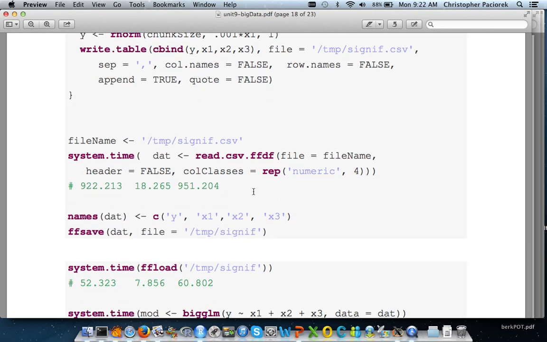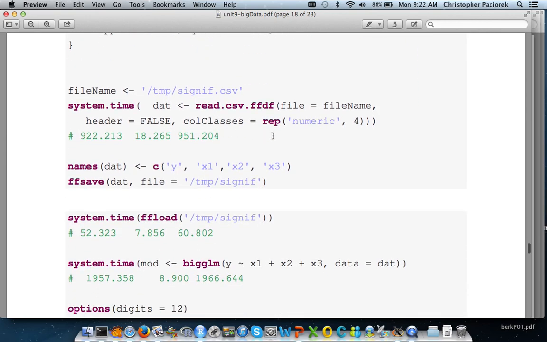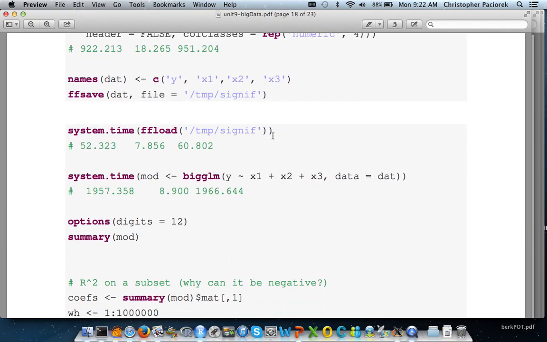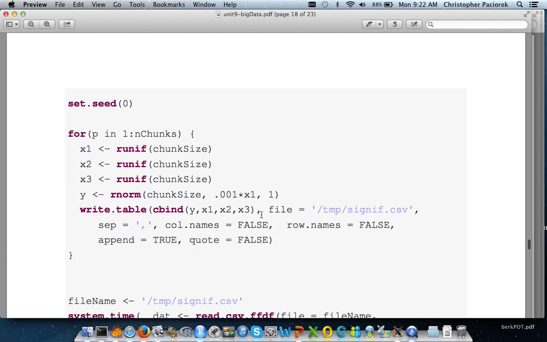So I can go ahead and write that out as CSV in chunks, chunk by chunk, and then read that back in as one of these FFDFs. And if I go ahead and fit that model, so here's where I'm fitting the model, regressing on x1, x2, and x3. If I actually compute what the R² of this model is, basically I can explain essentially 0% of the variation in y with x1 and x2 and x3, even though y is a function of x1. Okay.